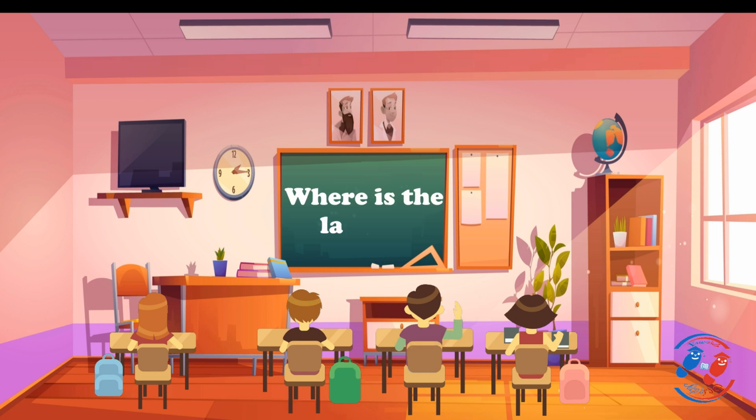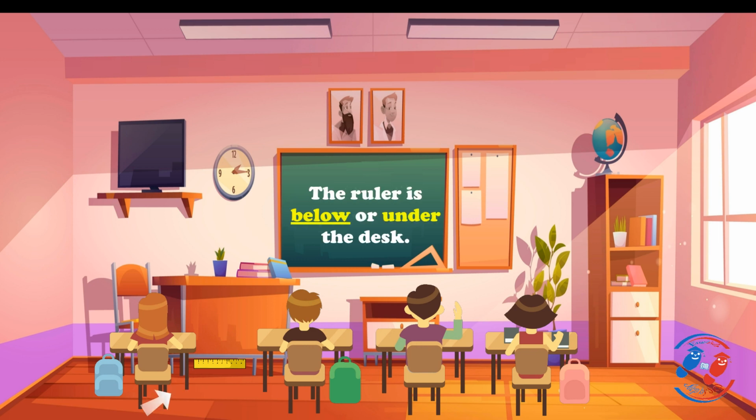Where are the lamps? The lamps are over the students. Where is the ruler? The ruler is below or under the desk.